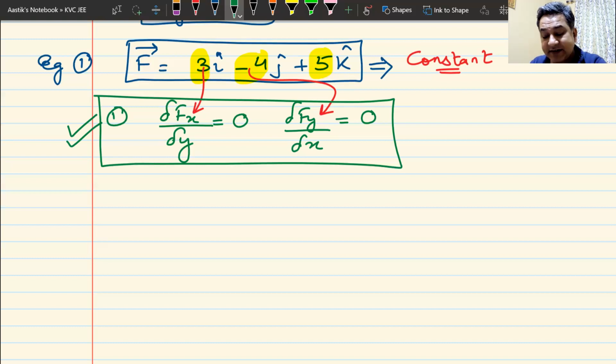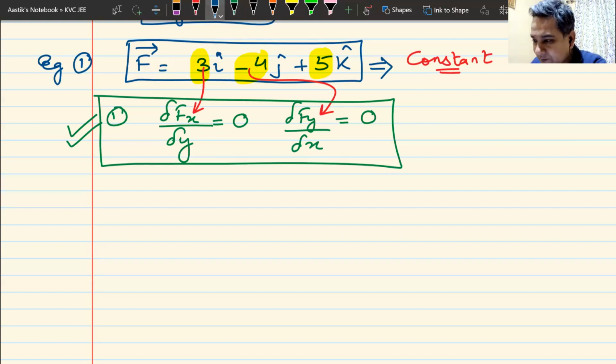Do we understand this? Can I have some raised hands that we have understood this? That this force is a conservative force. We don't have to think about anything else here. Okay, done.